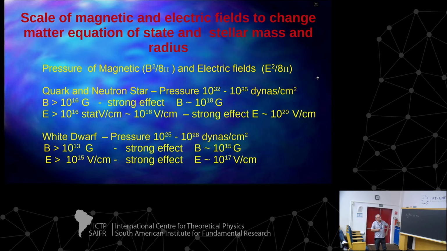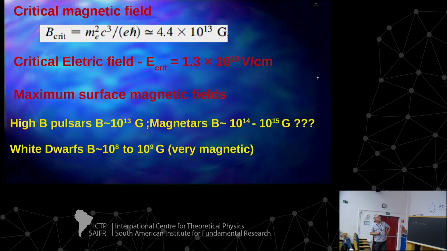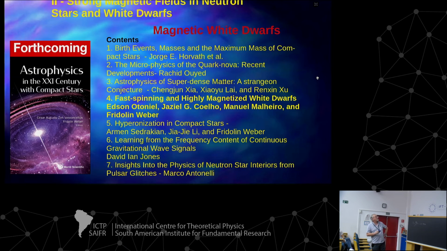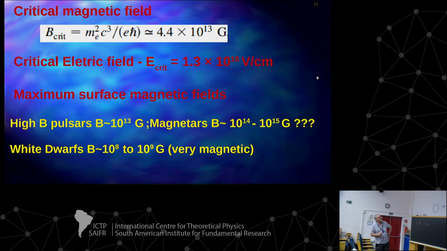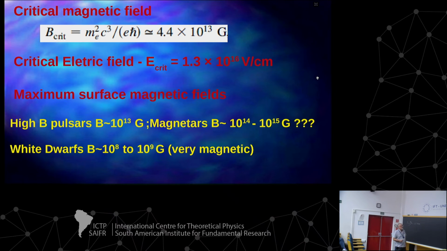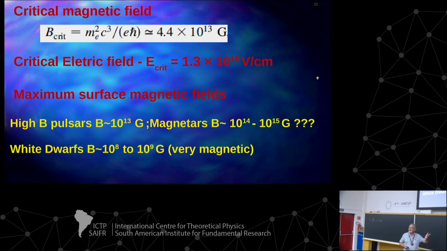So this is important. Why is this so important to understand? Because these are very high fields. If you go to nature, usually high B pulsars have 10 to 13 Gauss. To have an effect of the magnetic field in your neutron star needs 10 to 17 Gauss. So it's 4 orders of magnitude higher than the surface fields. Magnetars, they talk about 10 to 14, 10 to 15 Gauss. In that case, we are only talking about 2 orders of magnitude higher.